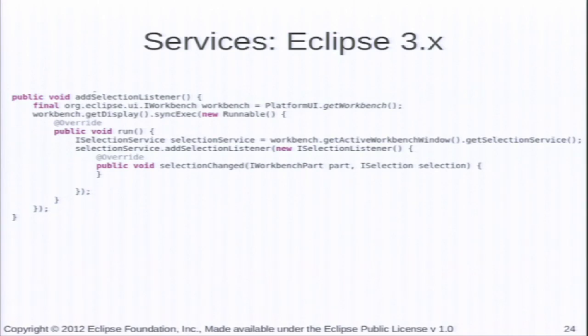So in Eclipse 3, I go and get the workbench, and I have to make sure that I'm running in the UI thread. I tell the selection service, I get the workbench, active workbench window. There was a time when I could do this from memory, but I'm finding it harder and harder. Thankfully, code recommenders actually helps with this. But anyway, eventually I get down to a method that I will invoke whenever the selection changes in the workbench, do this.